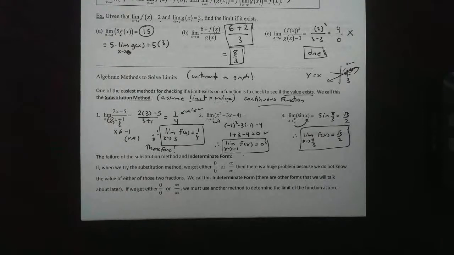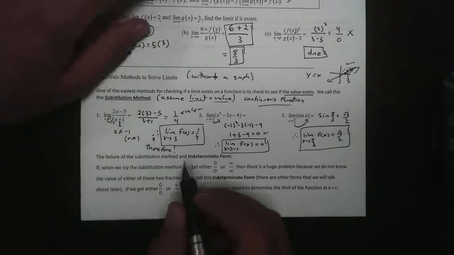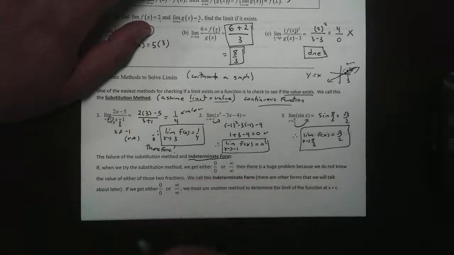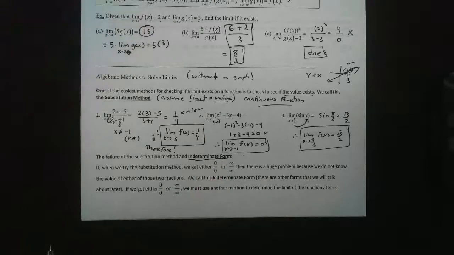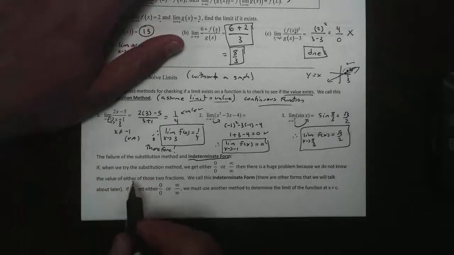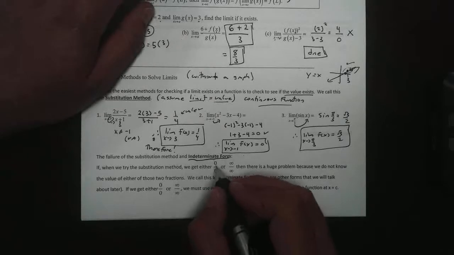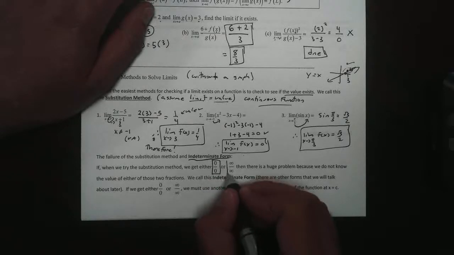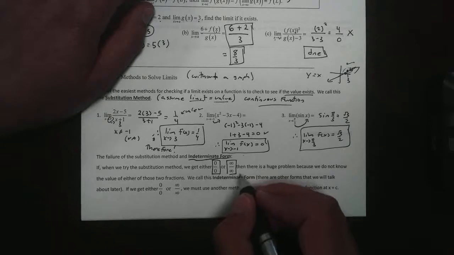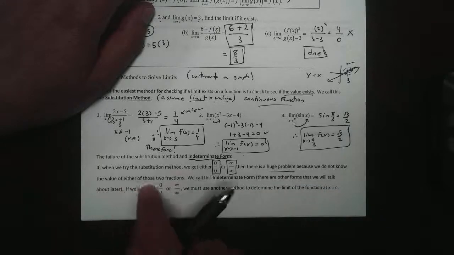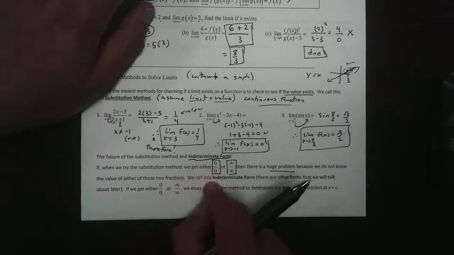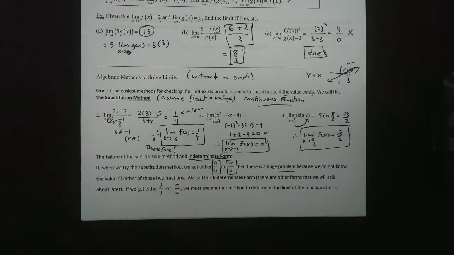Now, the next question is, what happens if substitution fails? We have what's called the indeterminate form. We're going to talk a lot about indeterminate form throughout this year too, so it's a word you're going to get used to. If we try the substitution method and we get one of two choices, 0 over 0 or infinity over infinity, this is a huge problem because we don't know the values of the two fractions. Indeterminate means I don't know what it is. Indeterminate is the ultimate IDK, right? We don't know what this means.